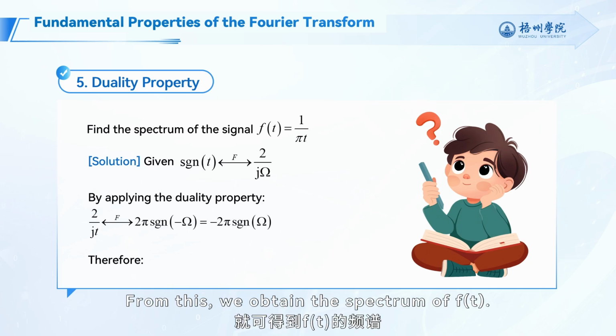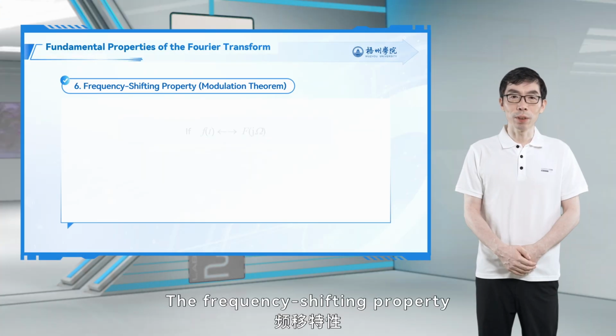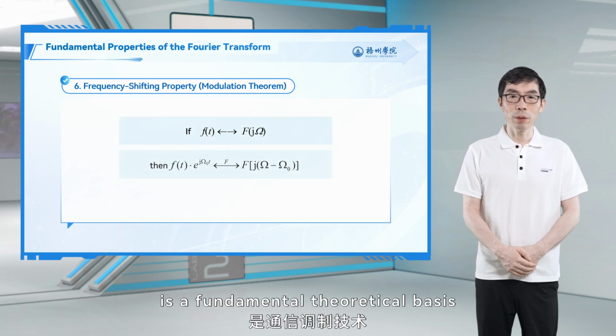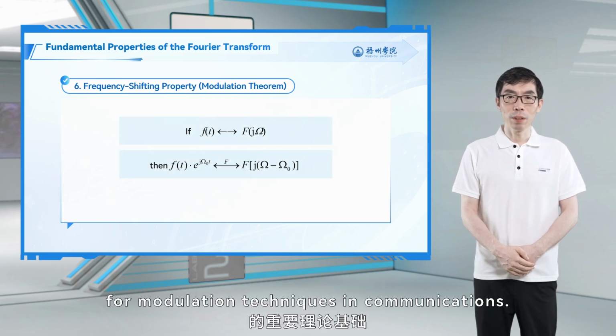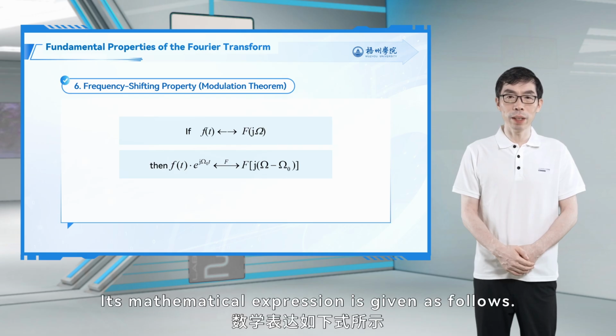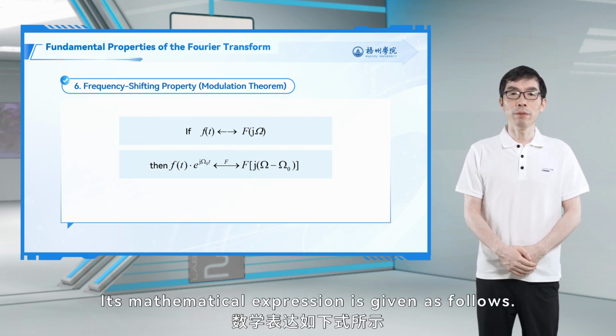From this, we obtain the spectrum of f(t). The frequency shifting property is a fundamental theoretical basis for modulation techniques in communications. Its mathematical expression is given as follows.